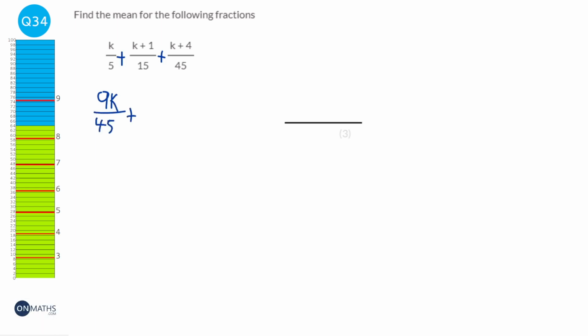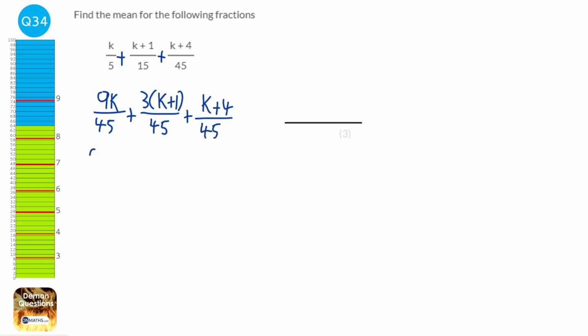Times top and bottom by 3. And so it would be 3 brackets k plus 1 over 45. And the last one is over 45, so we don't need to do anything for that. Then we can just add the numerators together. And I'm just going to expand the bracket here, so it's 3k plus 3 plus k plus 4. And then all of that over 45.